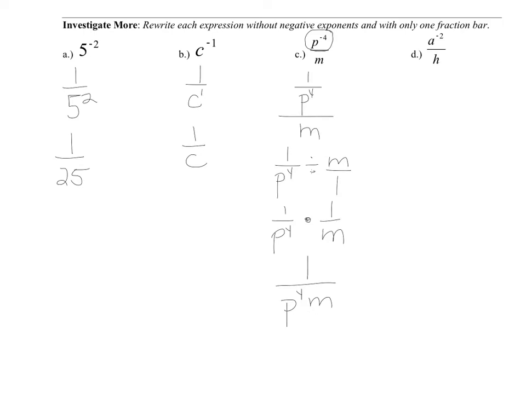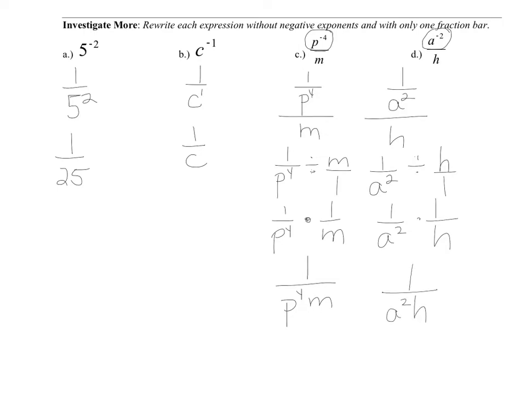Let's look at the next one. So next one's pretty similar, right? A to the negative second, we would rewrite that as 1 over a to the positive second. But now that is being divided by h. So we're going to do 1 over a to the second divided by h over 1, which is the same as doing 1 over a to the second times 1 over h. So my final answer would be 1 over a to the second h.